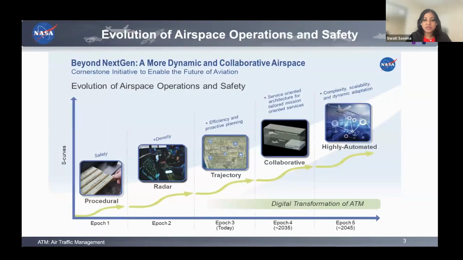If we look at the evolution chart of aerospace operations, this is how it would look. If we break it down into 5 epochs, today we are in the center where we are planning a trajectory of an aircraft proactively and to maintain efficiency and also sustainability in the overall airspace operations. But this is where we are headed.